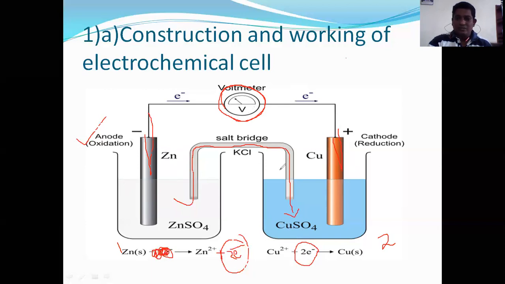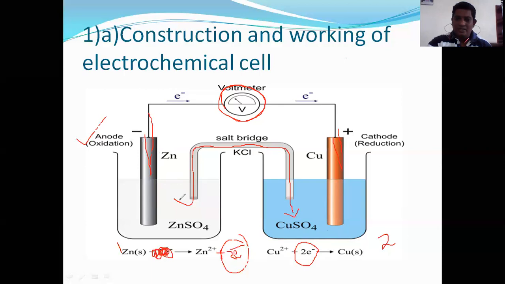Now, the two solutions are connected through a medium, and that medium is the salt bridge. The salt bridge is made up of KCl as well as agar gel. Then what happens? During the galvanic cell reaction, the anodic reaction is oxidation and the cathodic reaction is reduction. Oxidation means loss of electrons, reduction means gain of electrons.